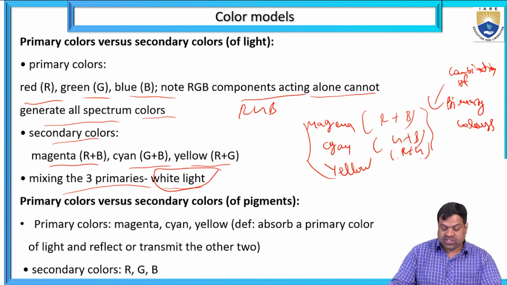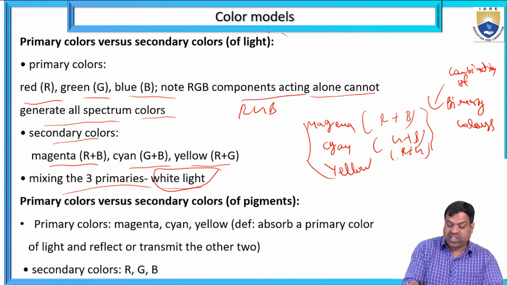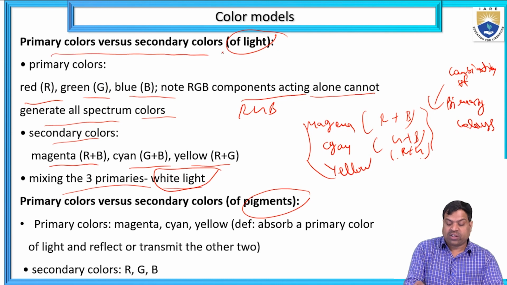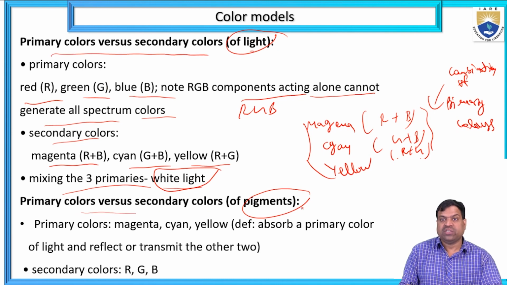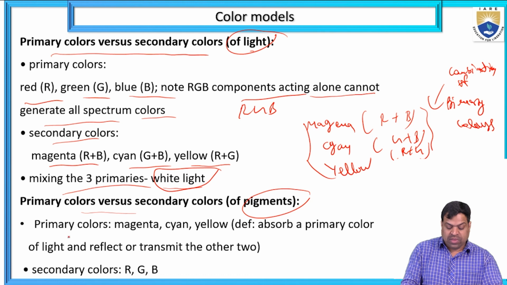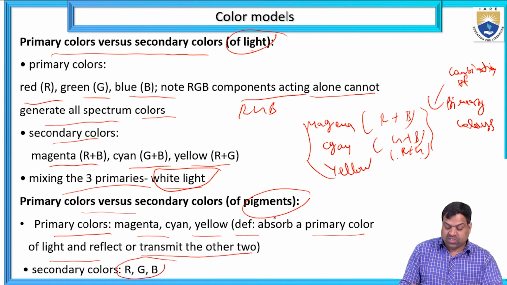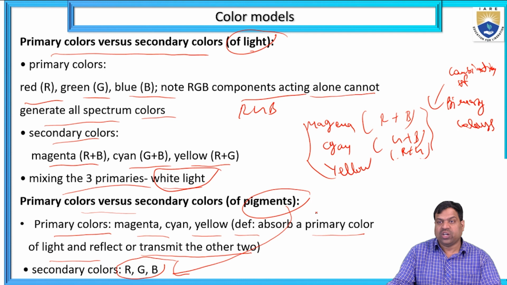Now primary colors with secondary colors: here with light, and here with pigments. For pigments, the primary colors are magenta, cyan, yellow, which absorb one primary color of light and reflect or transmit the others. The secondary colors are RGB. So in the case of pigments, RGB are secondary and magenta, cyan, yellow are the primary colors for reflecting or transmitting colors.